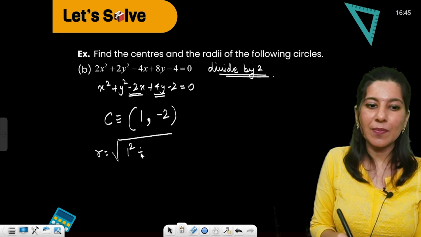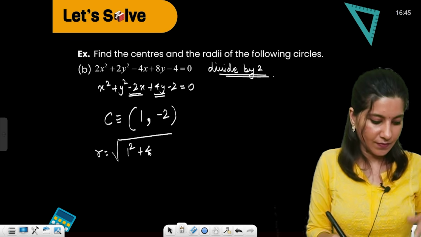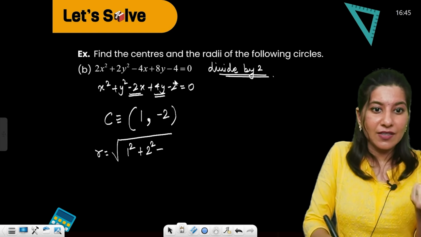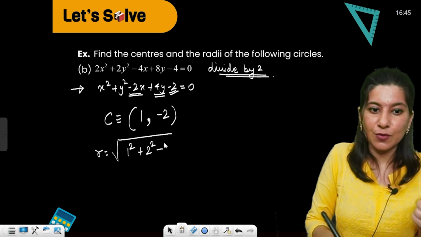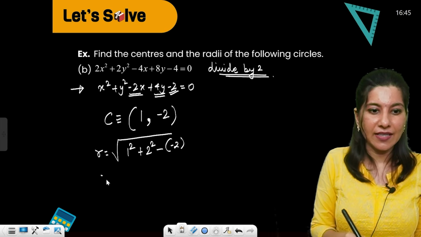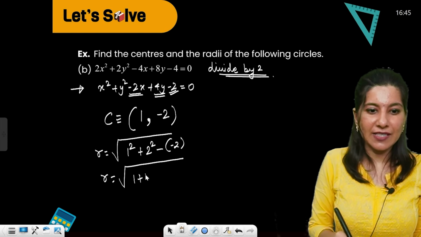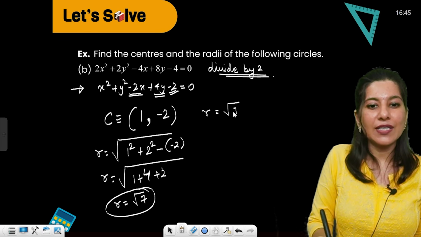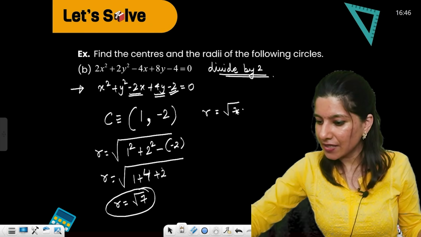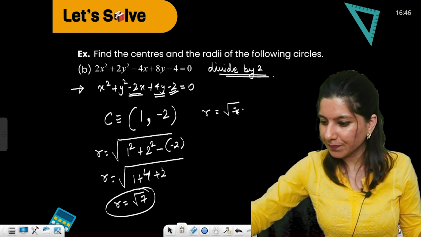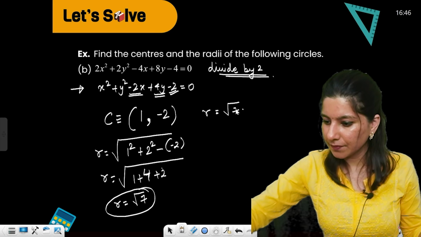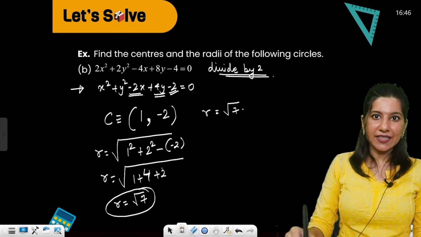Square root of 1 square plus (-2) square, which is 4, so you can simply write 2 square, minus the constant, which is -2. So this is going to become 1 plus 4 plus 2: 4, 5, 6, 7. So the radius is coming out as √7, and your center is (1, -2). All right. Clear?